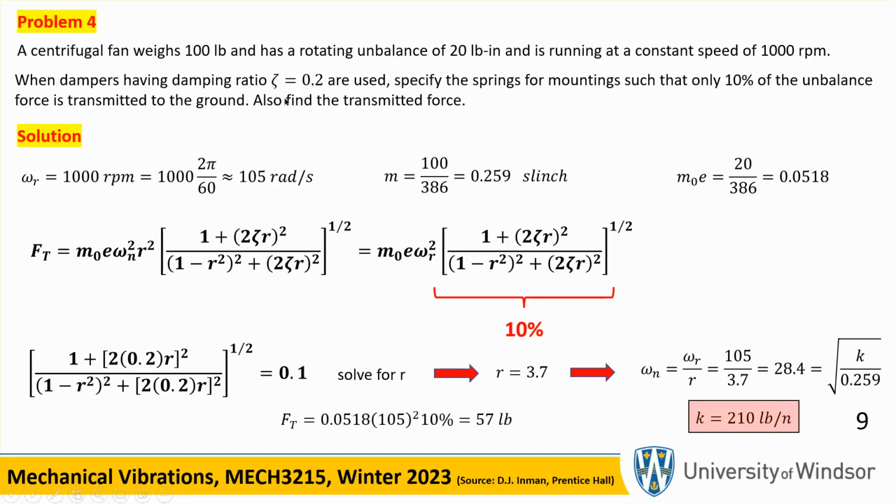Oh, it also says find the transmitted force. If you want the transmitted force, you go to this expression. This thing was 10%, 0.1, right? And everything else, you just write it down: m naught times E is 0.0518 right there, and omega r is 105, you square it. So basically that gives you Ft, which is 57 pounds. Good, that takes care of this problem.